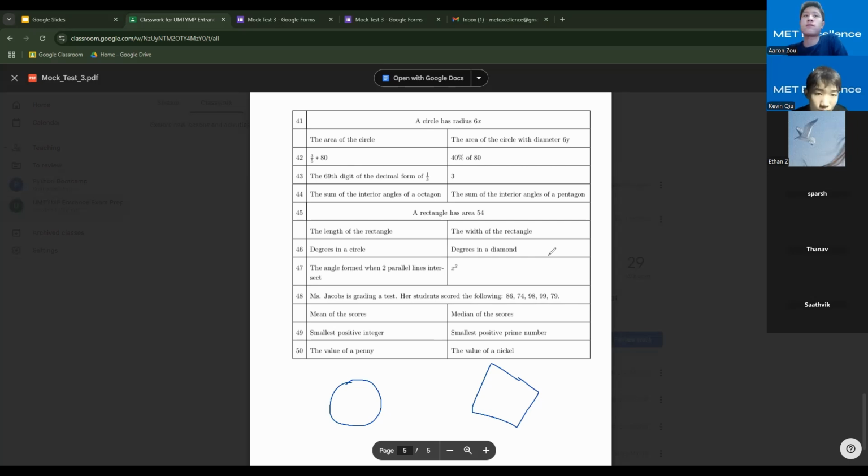Well, we know there's 360 degrees in a circle. And there's also 360 degrees in a diamond, so the answer is C. And the reason why there's 360 degrees in a diamond is because if you apply the formula Kevin taught you guys, right? 180 times n minus 2. We see the n is 4, so we have 180 times 4 minus 2, which is 2, and we get 360. So 46 is C.